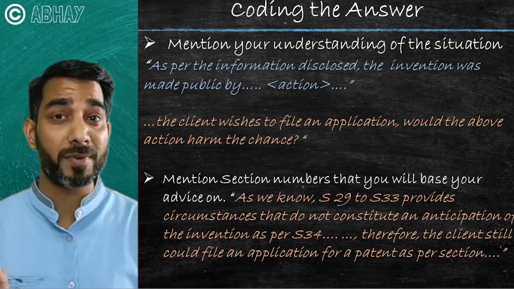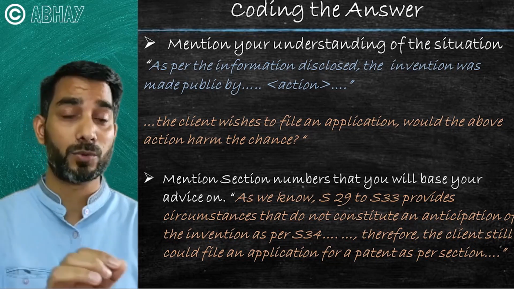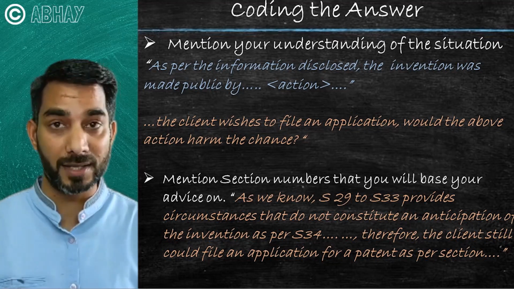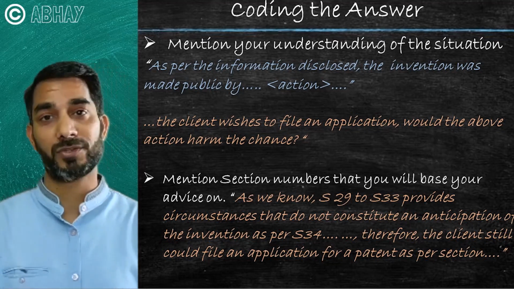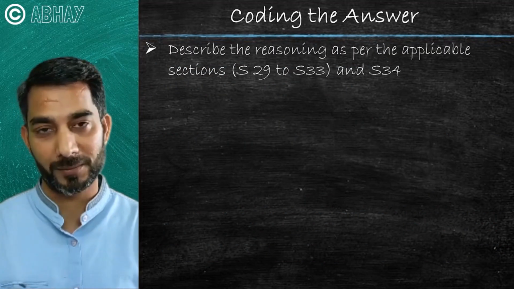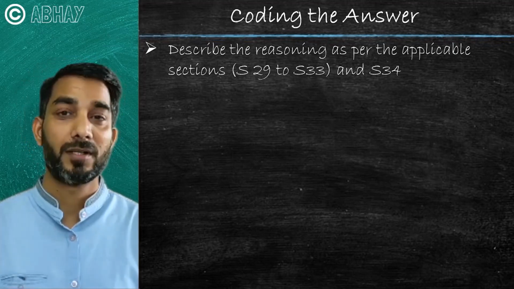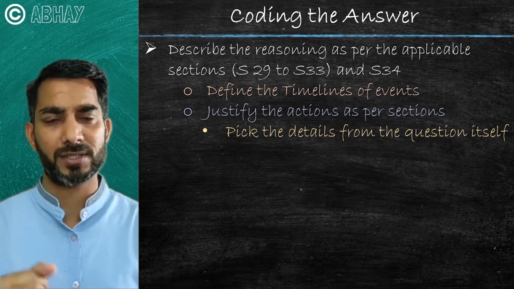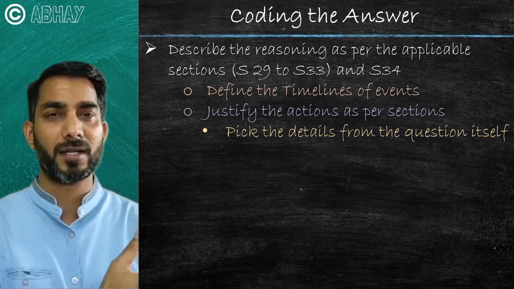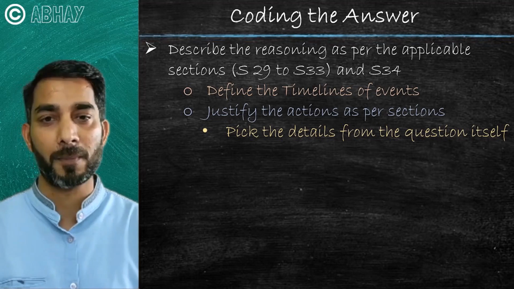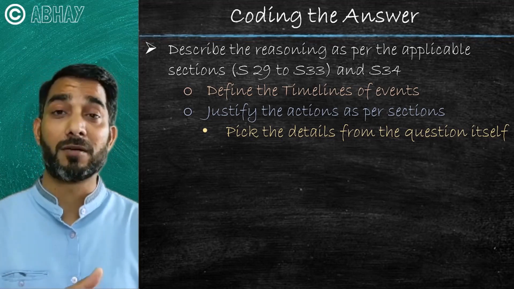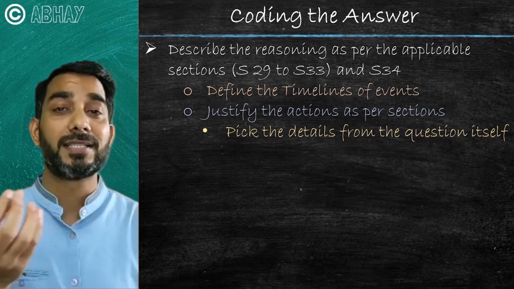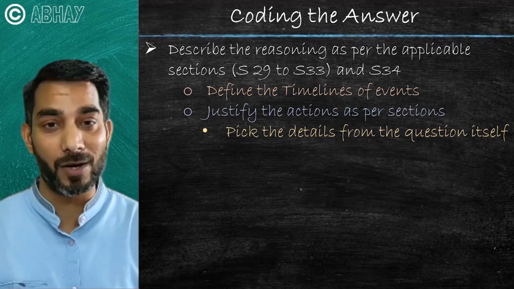Now, because you have mentioned one of sections 29 to 33, you need to justify the actions that your client did with regards to the wording of sections 29 to 33 and 34, right? Now, how do you do so? You define the timelines of the events, the exhibitions, the publications, the public trial, and a provisional application that was filed. You justify the actions: because of section 29, because of section 30, because of section 33, such events or such actions are allowed.